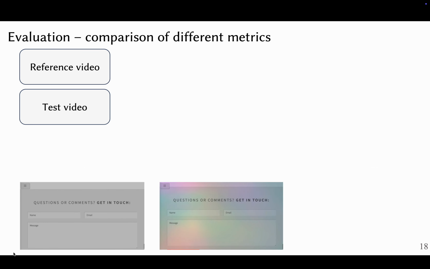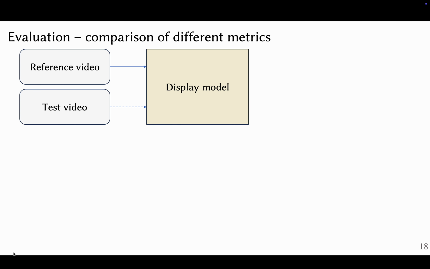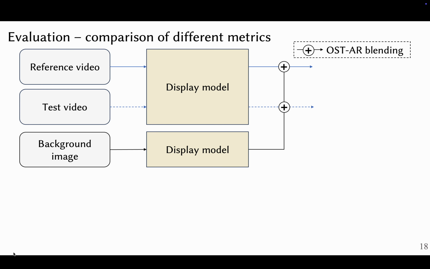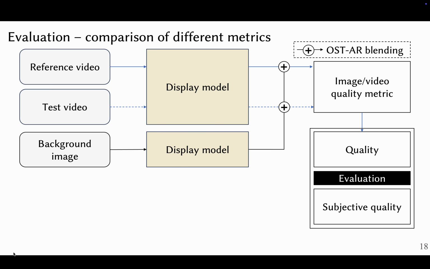Finally, we proceed to the evaluation of the results using different metrics. We take the reference and test video, put it through a display model to simulate the conditions under which the experiment was conducted. We do the same thing for the background image with its respective display, and then we used a blending algorithm to combine the background and foreground for the combined augmented reality preset. We run that through image and video quality metrics to obtain the predicted quality and compare that against the subjective quality we got in the study. But the question is, what kind of blending should we be using here?